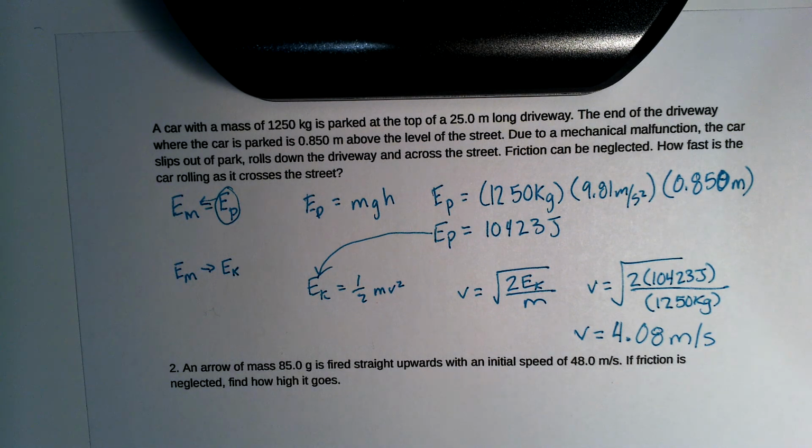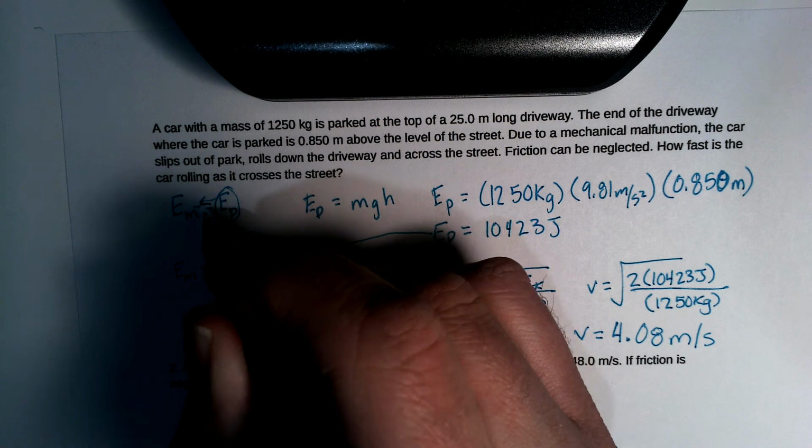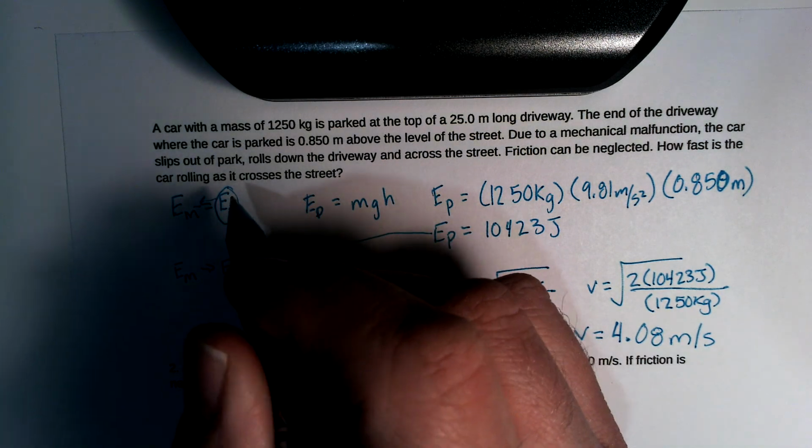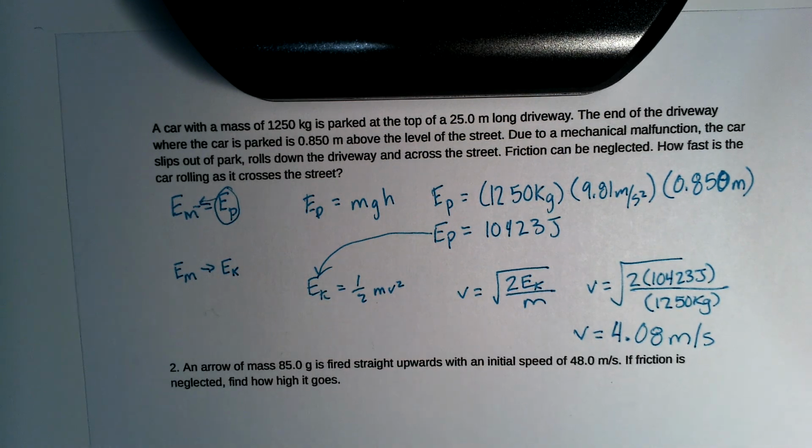So this one's a lot like what you've been doing, because friction is neglected. If it says it lost this much to friction on the driveway, then you go your mechanical energy minus your loss to friction equals EP, and then for your kinetic, you'd have to subtract that friction amount to get that. So just be careful with that.